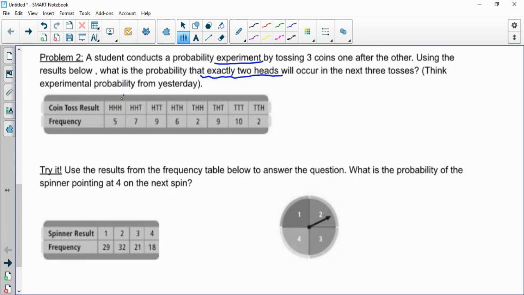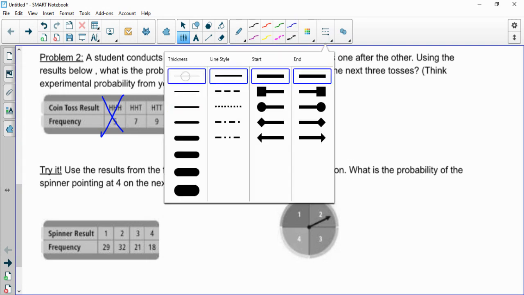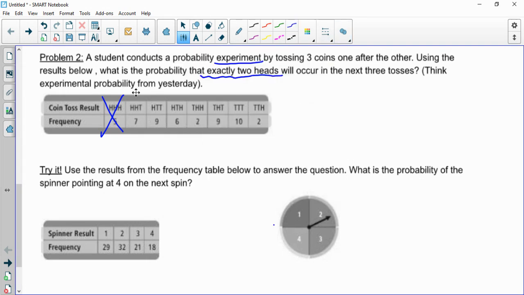This first one has 3, so it's out because that's not exactly 2. The second category says heads, heads, tails. That has exactly 2, so we're going to look at that category. The next one says heads, tails, tails, so that's out. We're looking for exactly 2 heads. Heads, tails, heads, that's a good one. Tails, heads, heads, that works, and everything else is a no. So we're going to add these together. 7 and 6 is 13, plus 2 is 15.